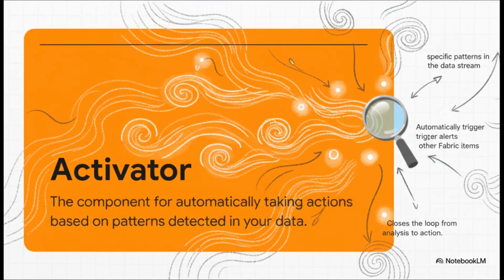And now for what I think is the most exciting part: the Activator. This is where the insights turn into actual actions. Let's go back to our factory sensor. The Activator is the component that's constantly watching that data stream. The second it spots a temperature spike that you've told it to look for, it can automatically trigger that alert we talked about. It's what closes the loop from just analyzing something to actually doing something about it.